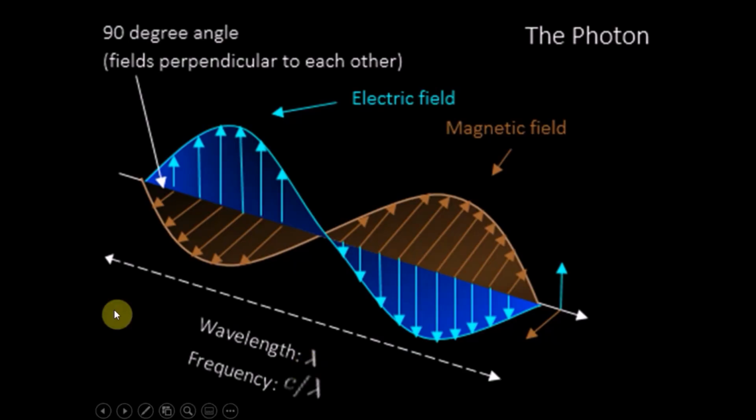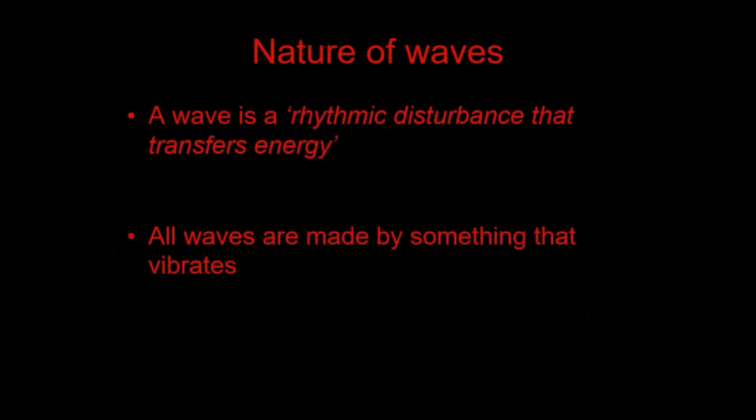So here is a single photon. It will have a wavelength where we can go from, say, the peak to peak, or from the trough to trough to find that, and it will have a frequency. That's how many times this wave is repeating in a second or some other given time. So a wave is basically referred to as a rhythmic disturbance that transfers energy. And all waves, as we discussed when we talked about electrons vibrating, essentially oscillating in an antenna, are made by something that vibrates.